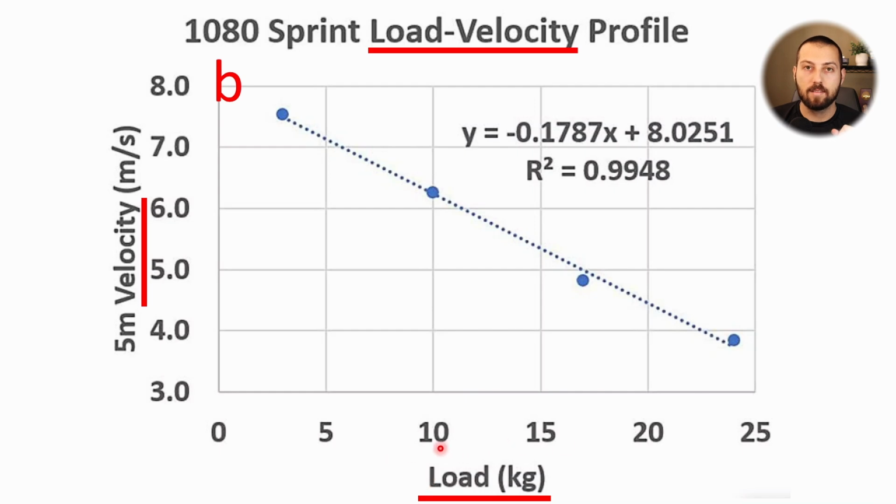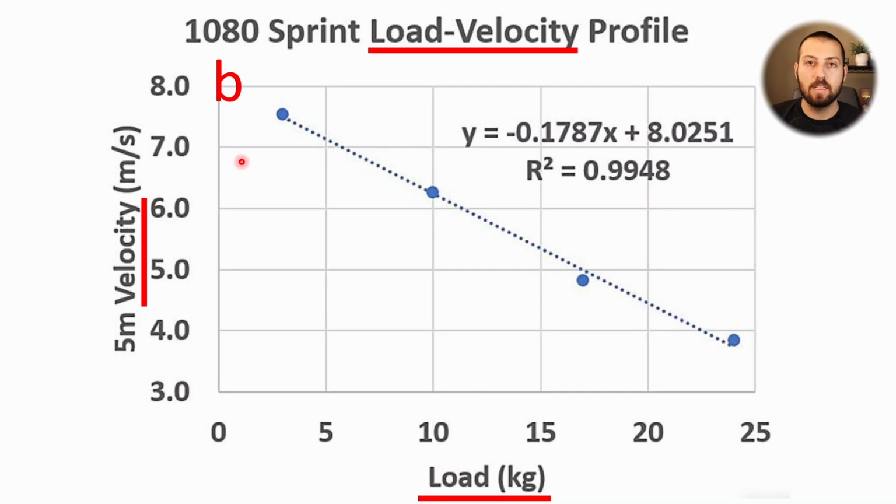So our x, our independent variable, the thing that we control, that's load. How heavy do we make the sled when training, right? And velocity is on the y. So when load is something, how does that affect the velocity?